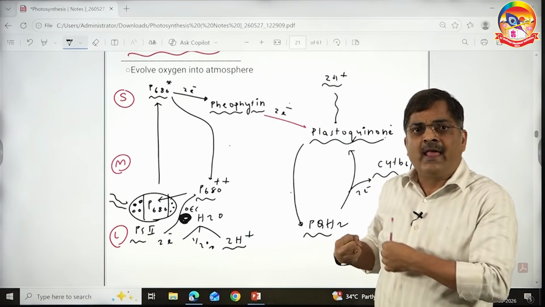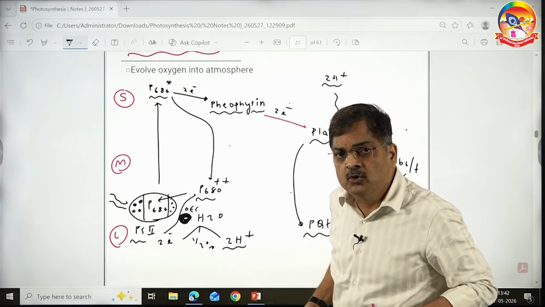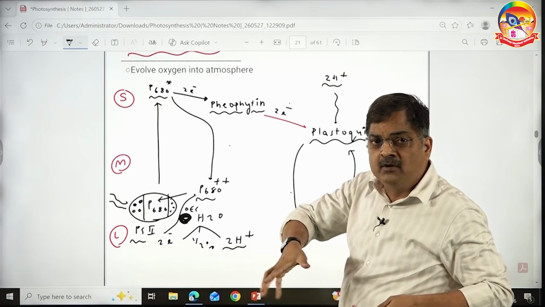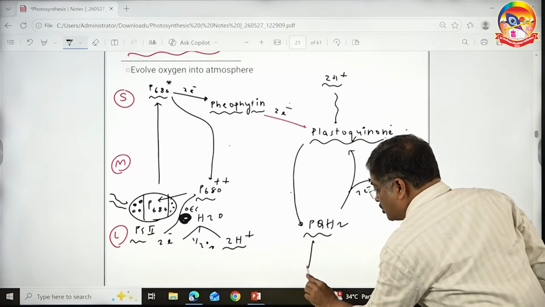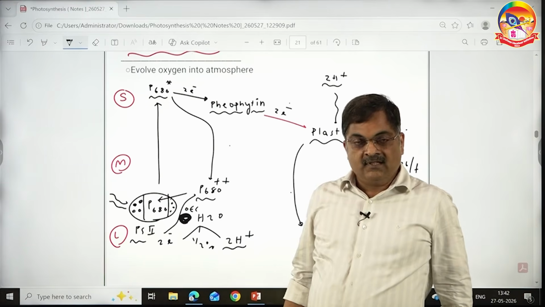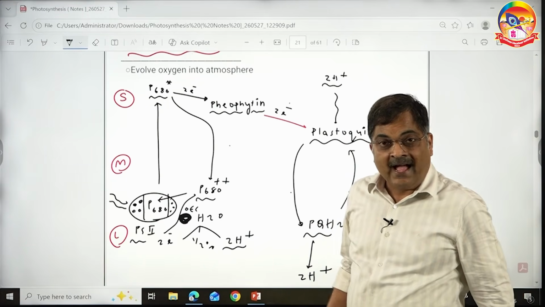Once it pulls the two electrons from PQH2, its two protons now are more free to move. And these two protons will be dumped into the lumen. This is interesting. I repeat again.